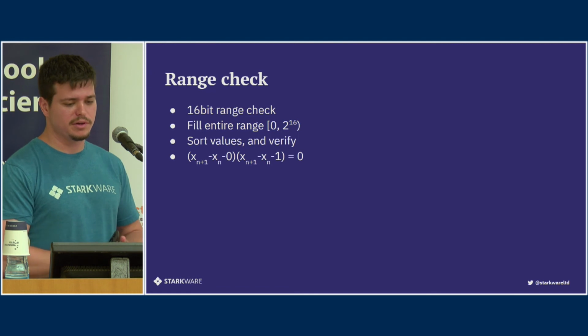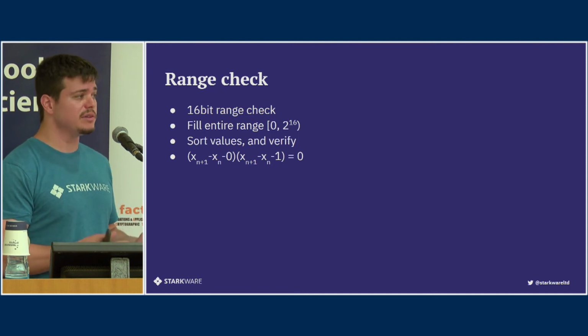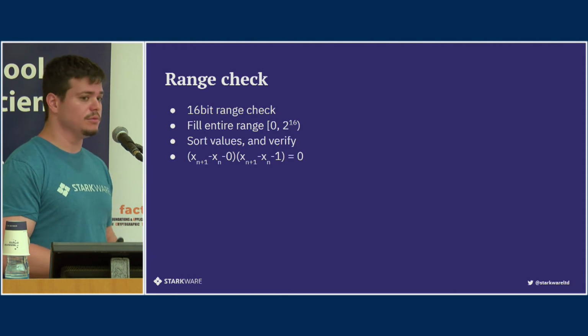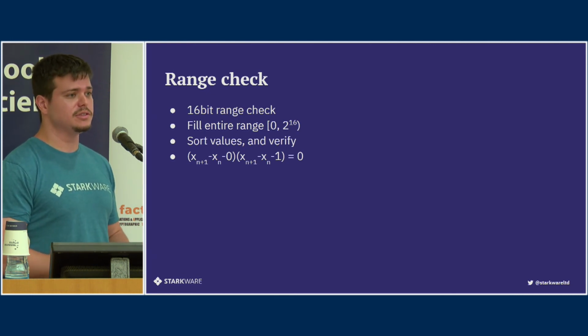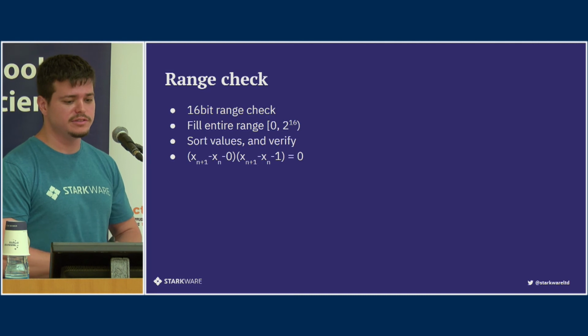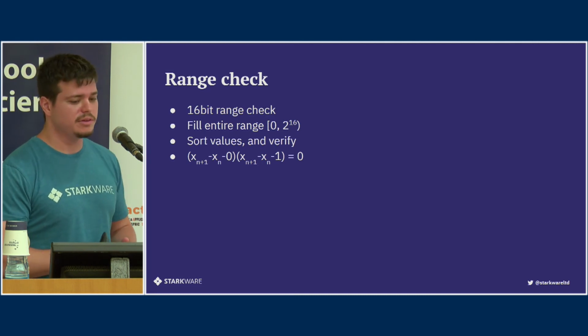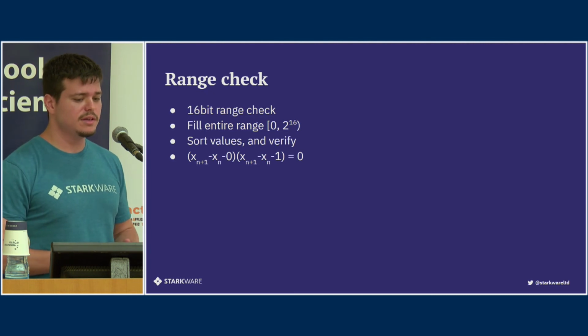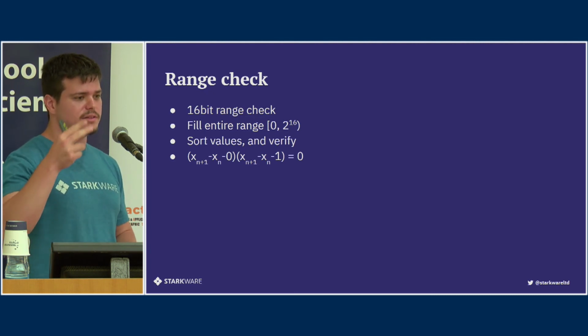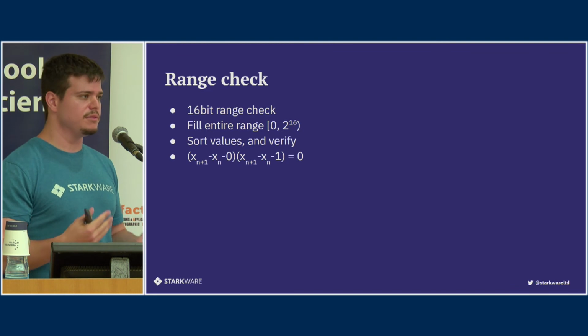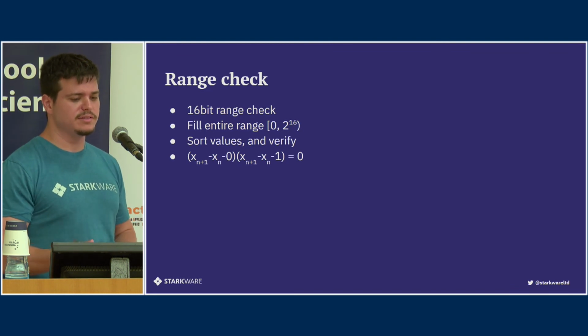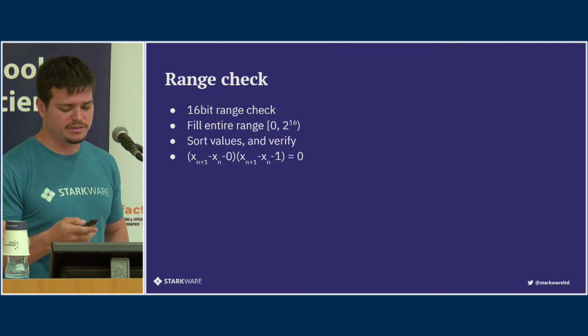This is 3. What you do is just assume we have a lot of rows, and the entire column we want to show is in range actually fills up the entire range, 0 to 2 to the 16. And then we do the same trick from before. We sort the values. After it's sorted, we verify that the difference between each two is either 0 or 1. So instead of 16 cells, we have just 3 cells.